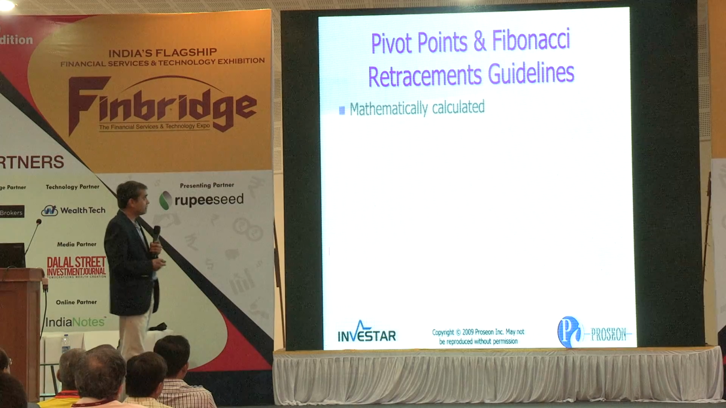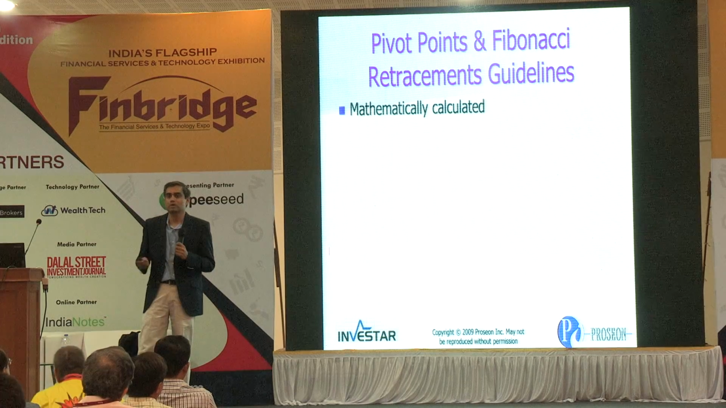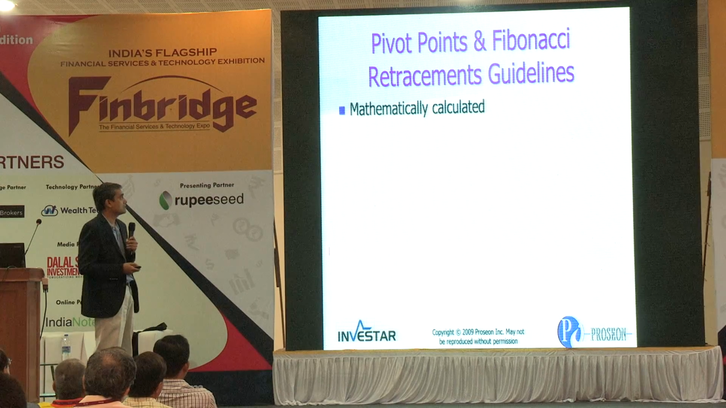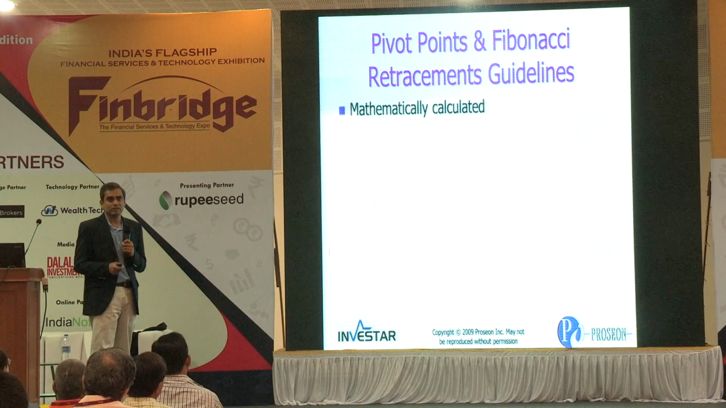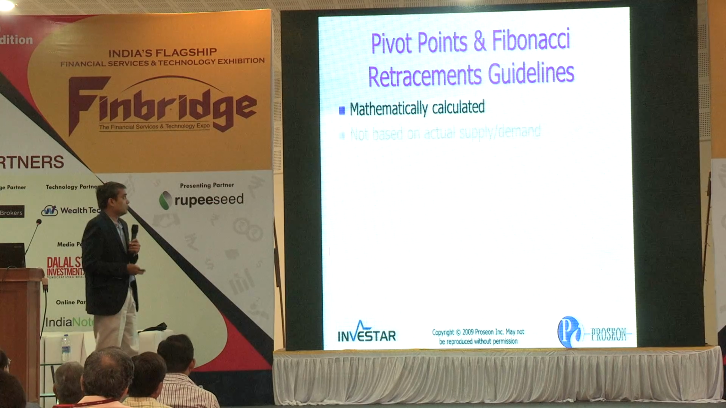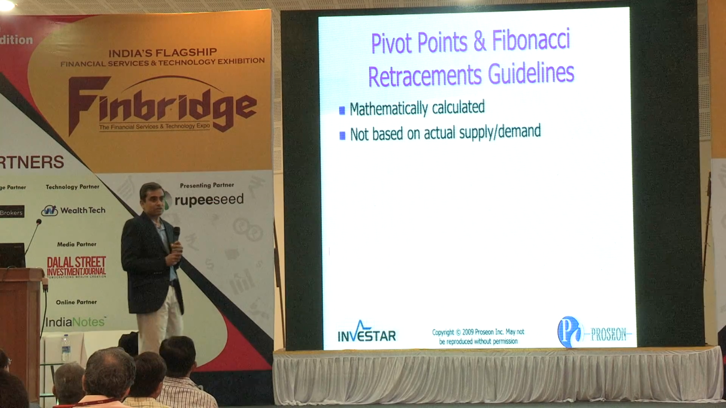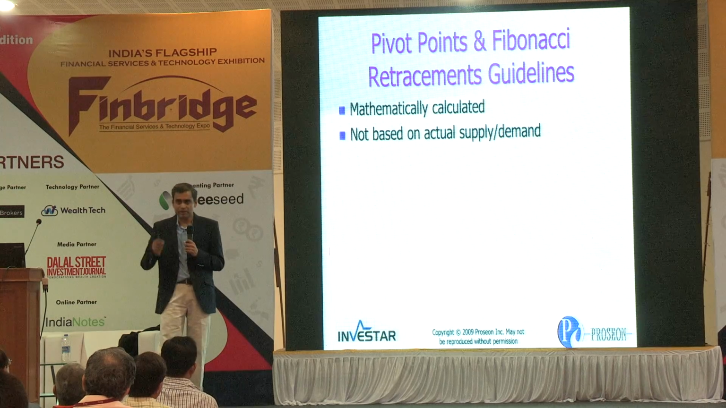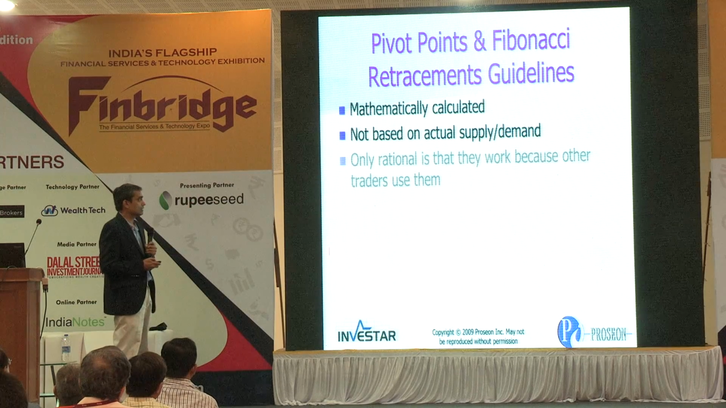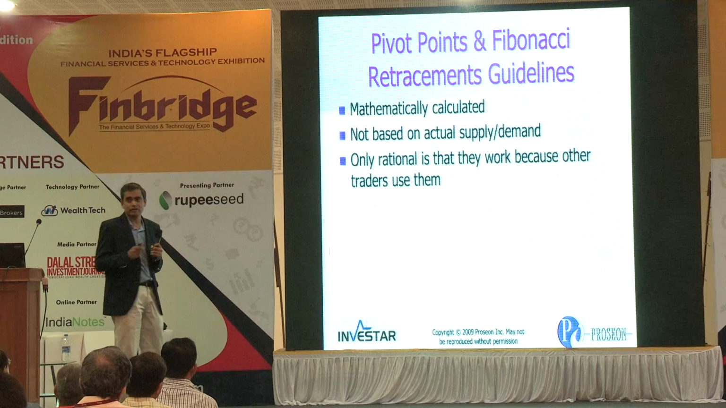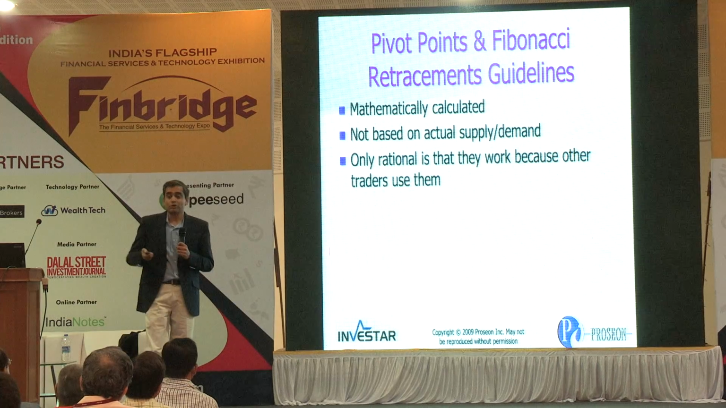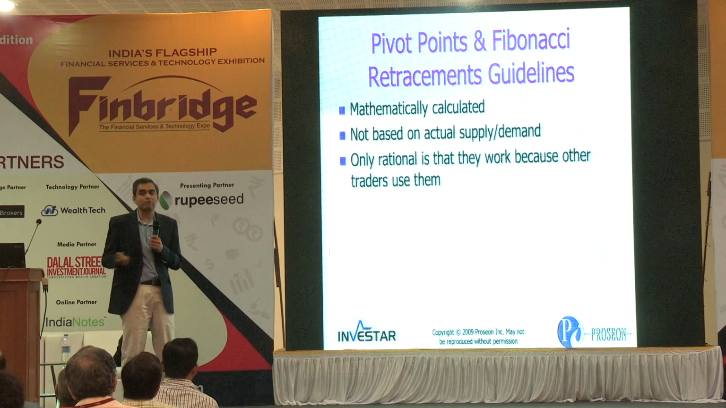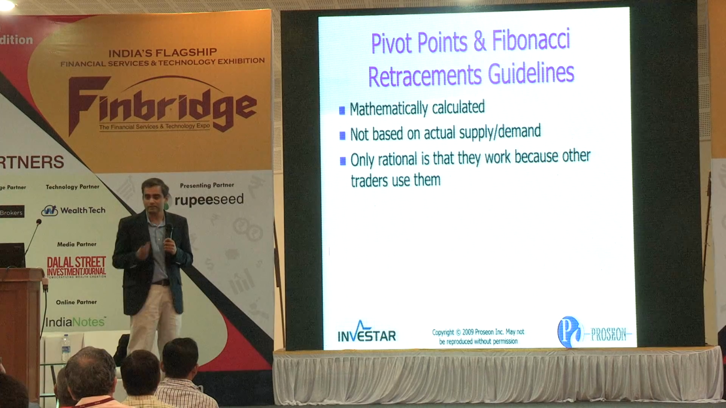So for the benefit of those of you who use pivot levels and Fibonacci retracements, you have to understand that they are mathematically calculated. And because they are mathematically calculated, they are not based on actual supply-demand. In fact, if you really think about it, the rationale that they work is because other traders use them. So they are going to work. Frankly, I have not found a real scientific reason.